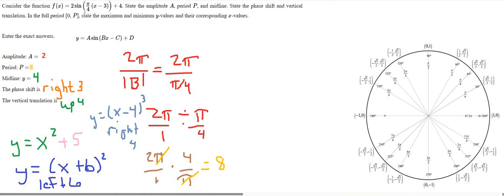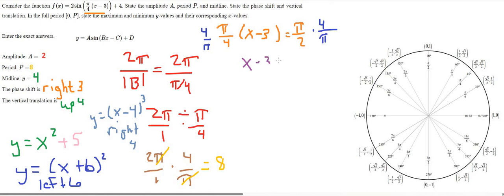To find out when this is going to occur, we're going to take the pi over 4 times x minus 3, and we're going to set it equal to pi over 2. So I'm going to multiply both sides by 4 over pi to cancel that out. And that's going to leave us with x minus 3 equals, the pi's cancel out, and 4 divided by 2 is 2. And of course, we just add 2 to both sides, and we're going to get x equals 5. So this is where the maximum is going to occur.